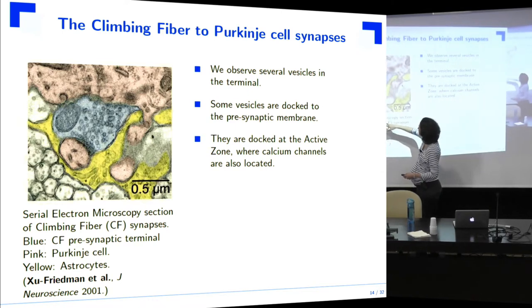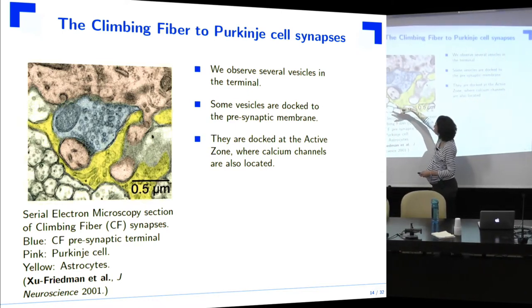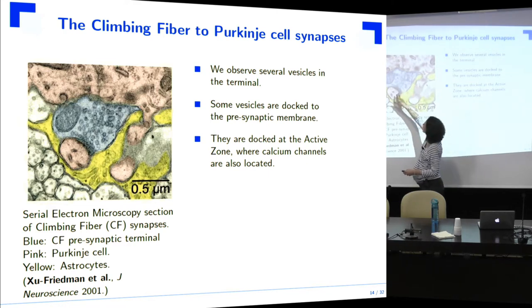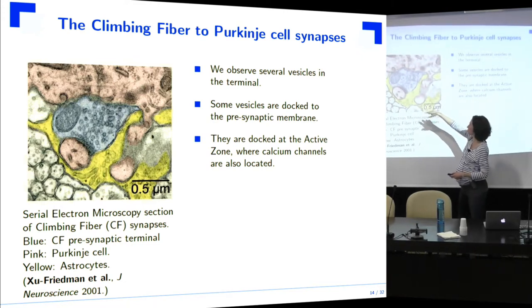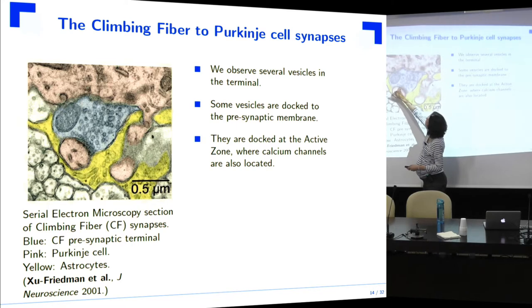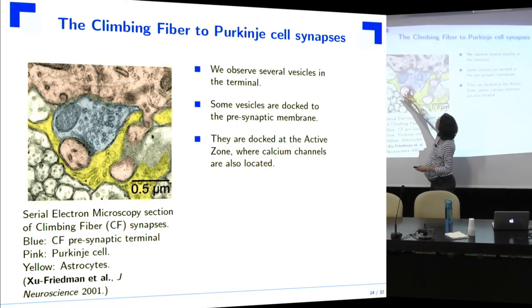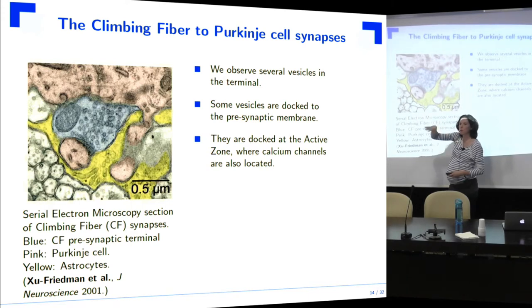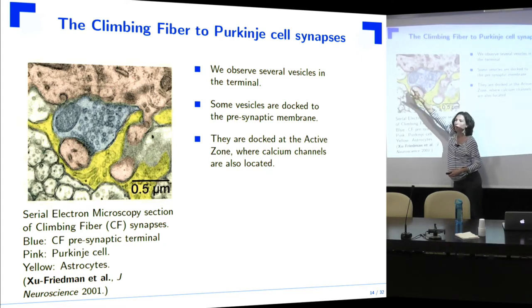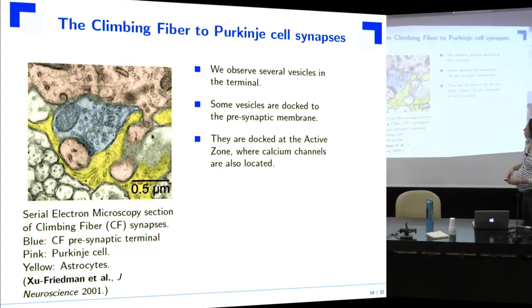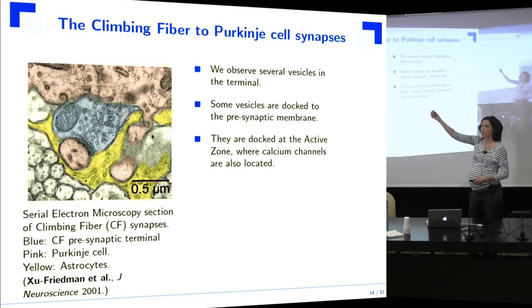So here you see an electron microscopy section of this climbing fiber to Purkinje cell. This is the presynaptic terminal, this is the postsynaptic terminal, and this is the astrocyte. It's a glial cell for those who are used to this. So you see it's extremely packed here. But what we can see is this active zone, where you have a very dark part that represents the postsynaptic part, with all the receptors and the machinery, and then the presynaptic part here, and I don't know if you can see, but we have vesicles everywhere apposed. So what we want is not just the arrival time to one vesicle, it's the arrival time to this active zone. So it's a bit more complicated than what I had.